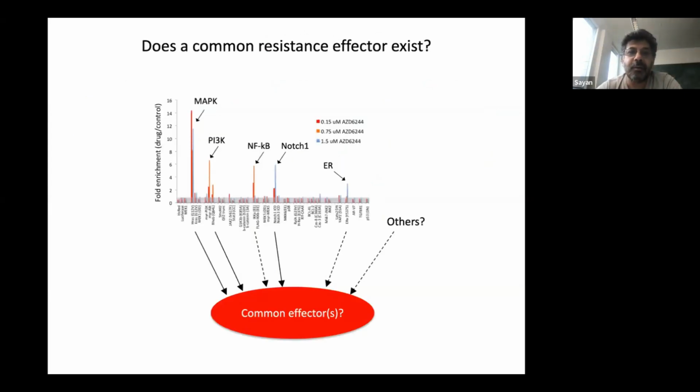Okay, so what am I showing you here? I'm showing you fold enrichment from drug to control. And if you see, MAPK has a change, PI3 kinase has a change, NFKB has a change, Notch1 and ER. So these are some really, really commonly known cancer driving genes.